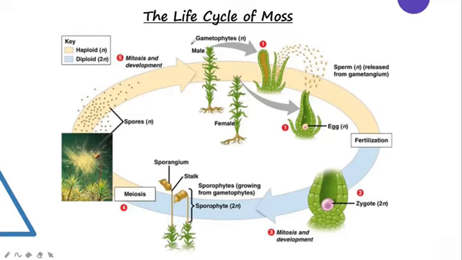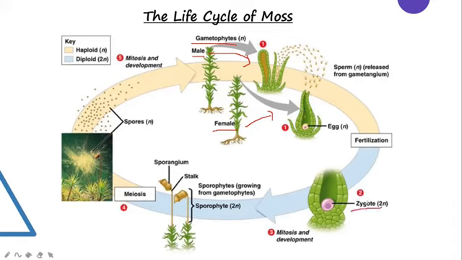It begins here, with the gametophytes, where we have the male and the female. The male will shoot out the antheridia, while the female will shoot out the archegonia. From the antheridia, the sperm will be released and swim through the extra water into the archegonia, where the eggs are inside. It will combine with the egg and form a zygote.